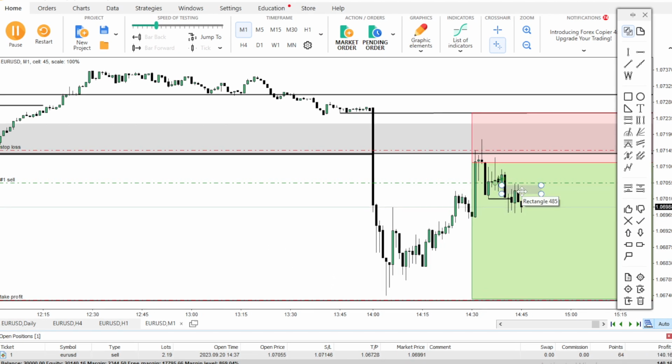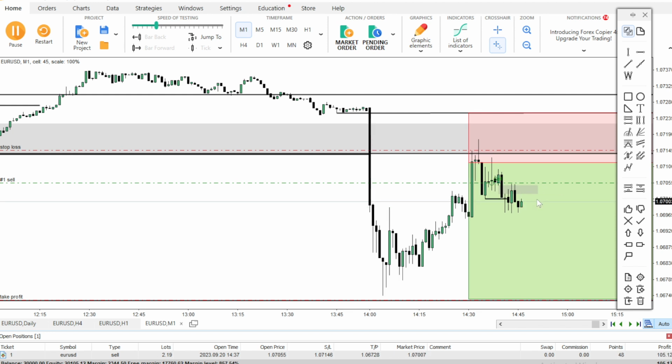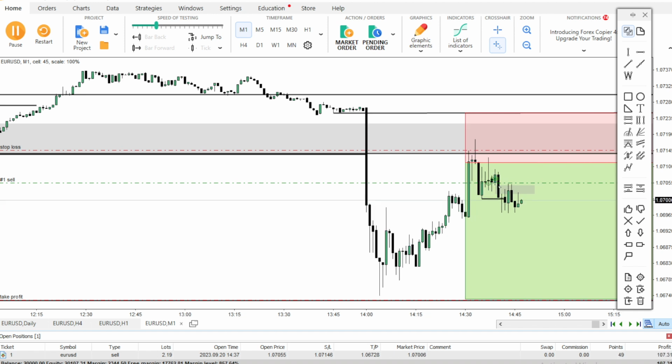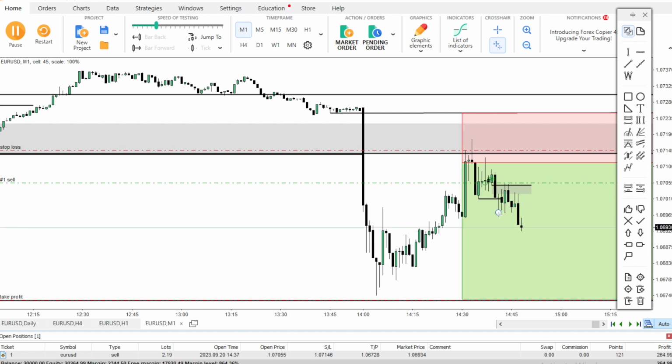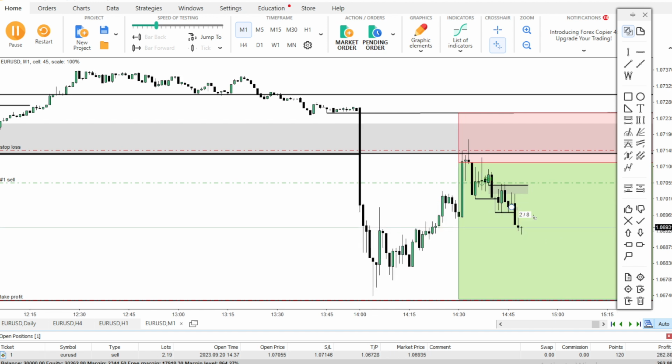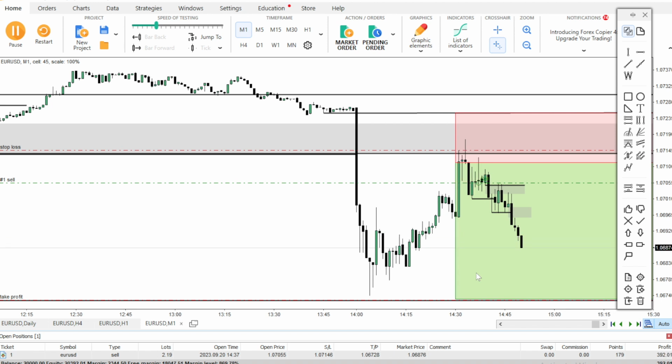As you can see, the wick does the damage, but the body tells the story. The body never closed above and violated this level, and we also respected our bearish order block over here. We have another break of structure. And this is a fair value gap forming.